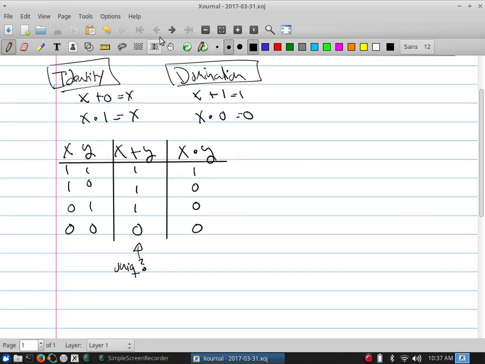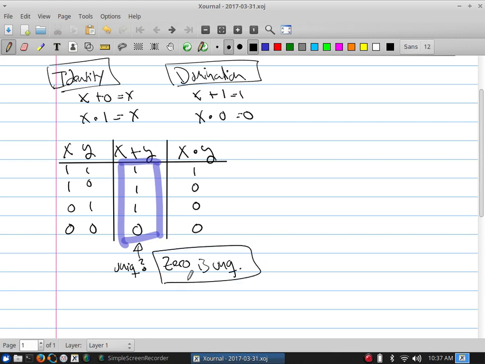All right, so who's unique in this column? In this entire column, who's unique and why? Zero. The zero's unique, right? And why is zero unique? Why are ones everywhere else? What's special about the or that only has a zero at one time? Both of them have to be zero. Why? Because or is if any of them are one.